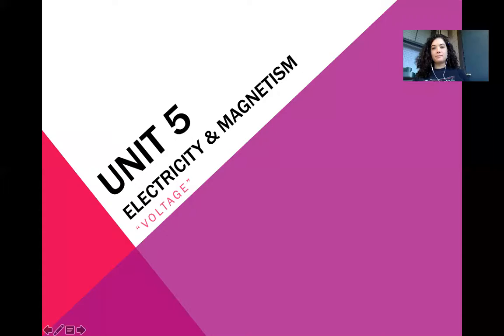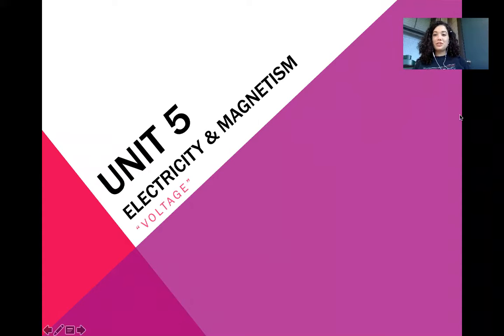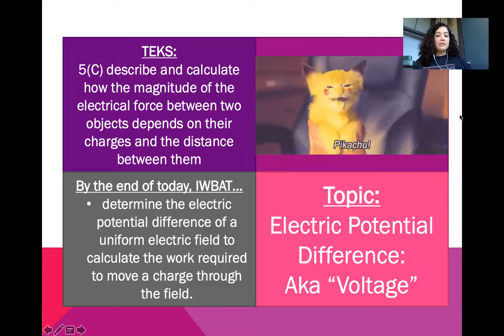Today we're going to be talking about electric potential difference, aka voltage. Let's get into it. Okay, so this is lesson 3 of unit 5, electricity and magnetism, and today we're talking about voltage. Our objective is that by the end of the day today, you will be able to determine the electric potential difference of a uniform electric field to calculate the work required to move a charge through that field.